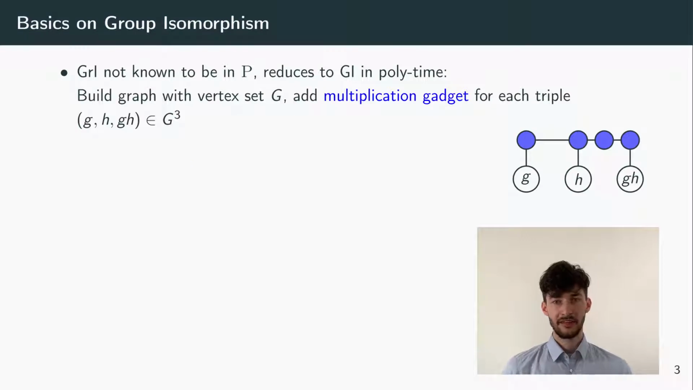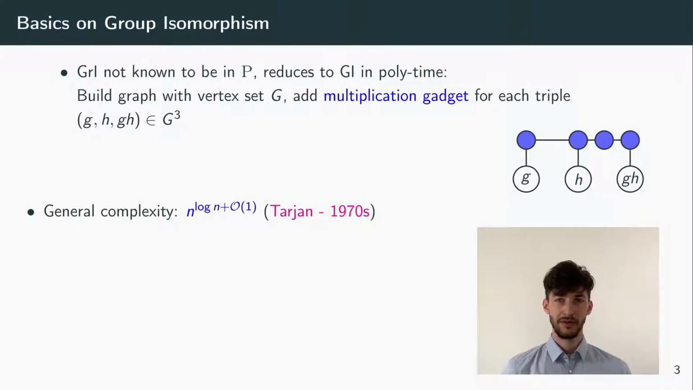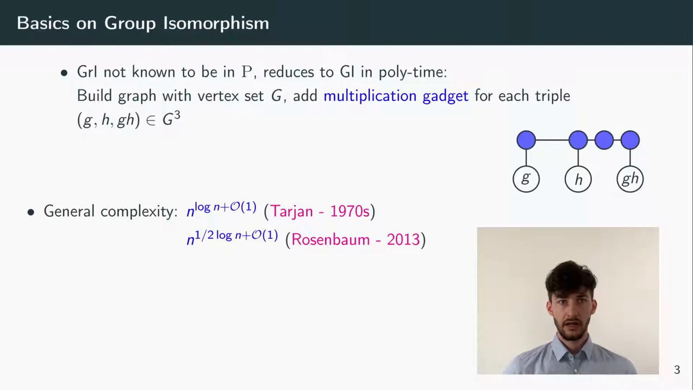In terms of general complexity, we have this n to the power of log n bound attributed to Tarjan, which is at least from the 1970s, and this is basically due to the fact that groups have logarithmic size generating sets. And then there has been an improvement to n to the power of 1/2 log n by Rosenbaum in 2013, which uses bidirectional collision techniques. And this is, in terms of general complexity, there's really not a lot of improvement here. And this is true for almost every interesting class of groups as well, actually.